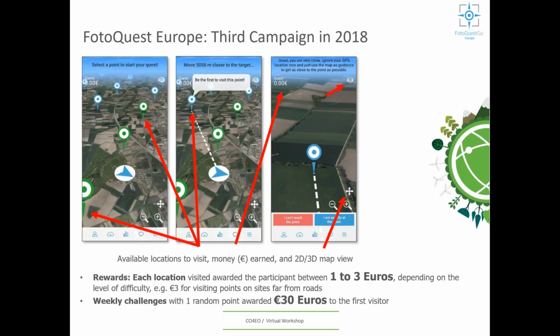Now, if we move to 2018, the interface has changed. We've moved away from 2D into 3D, so it looks a little bit sharper. And we've changed the incentive system. So now, instead of seeing the number of points available at a location, it's the money. So what happened is, for each location, we awarded between 1 to 3 euros. So 1 was the standard, and 3 was for points that were more difficult to reach, so further away from a road, all to do with accessibility. And then we also had these weekly challenges across Europe. So 1 random point was chosen, a Lucas point, and if someone reached it, they were awarded 30 euros.